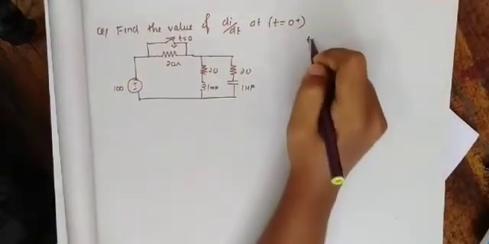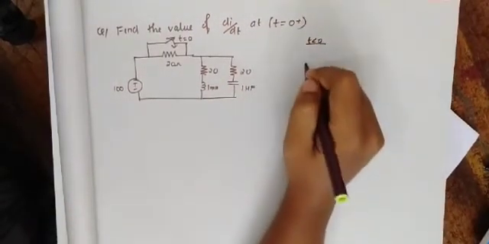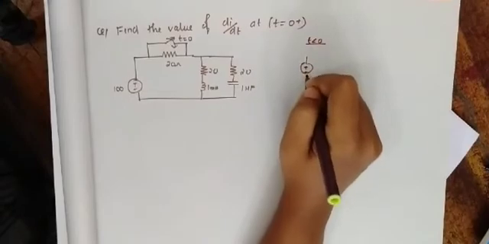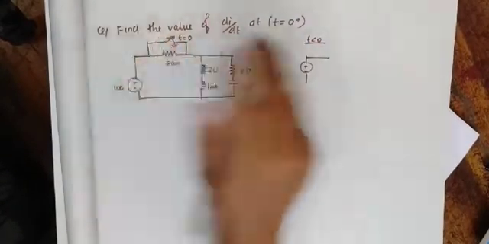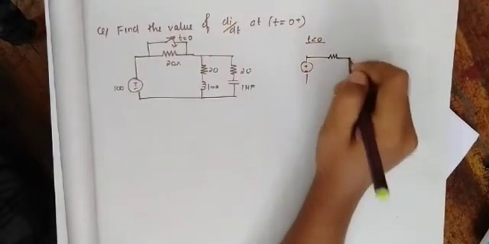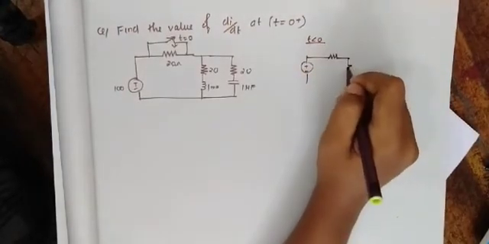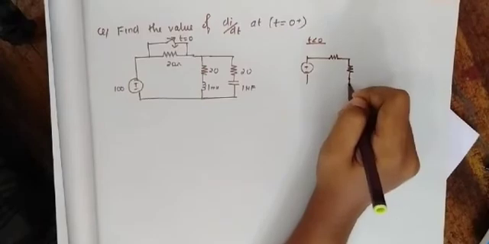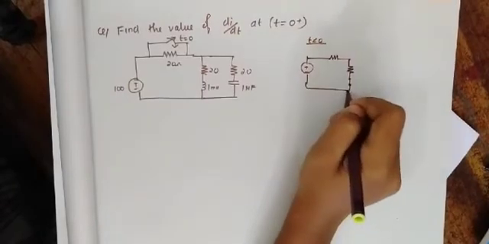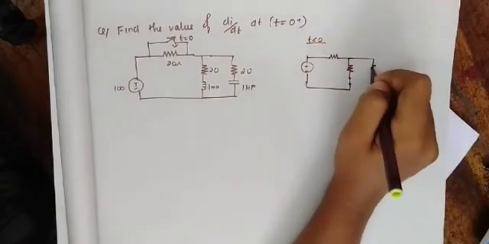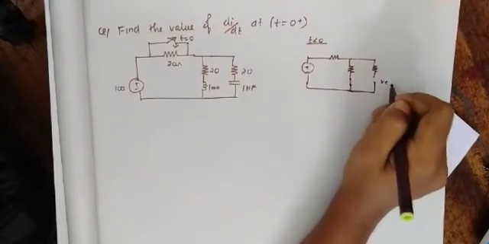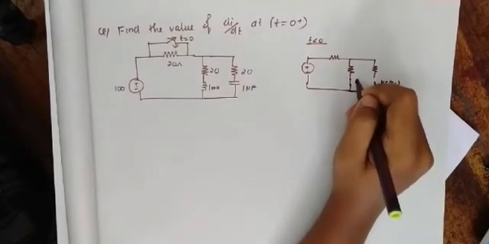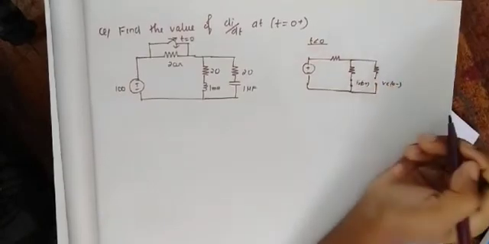So when t is less than 0, this switch was open circuited, right? So we don't have to draw it. The inductor will act as a short circuit and the capacitor will act as an open circuit. So this is VC of 0 minus and this is IL of 0 plus.